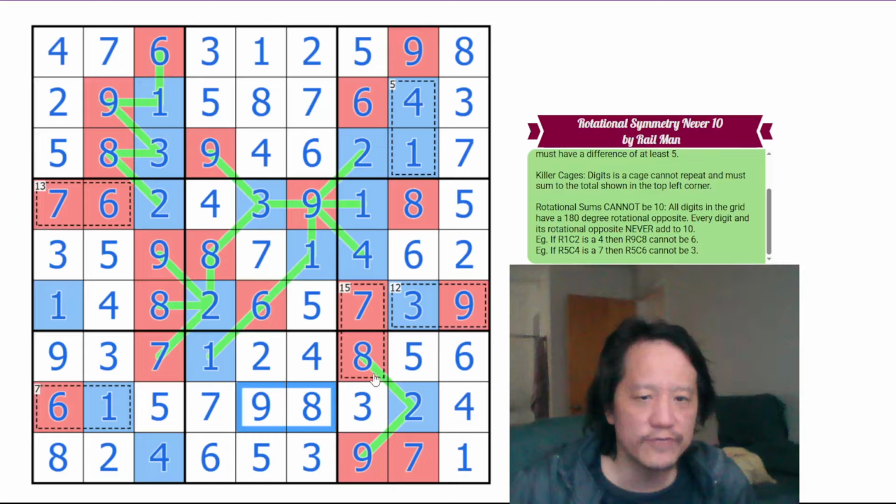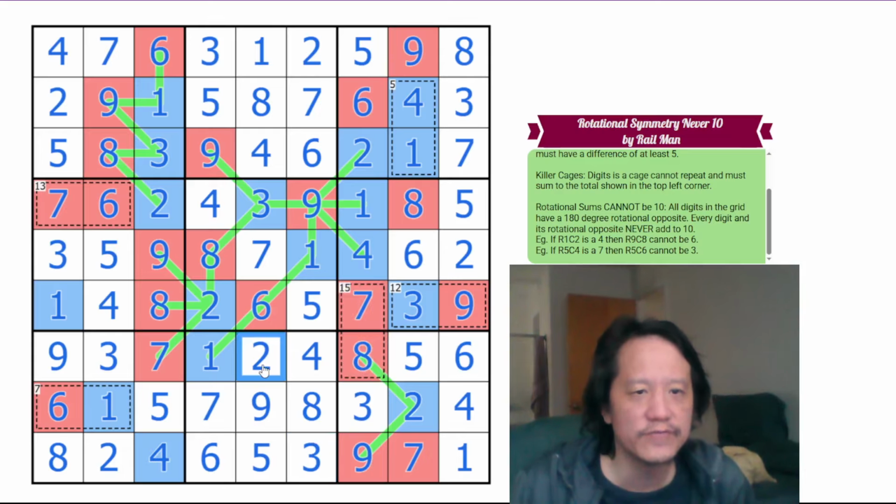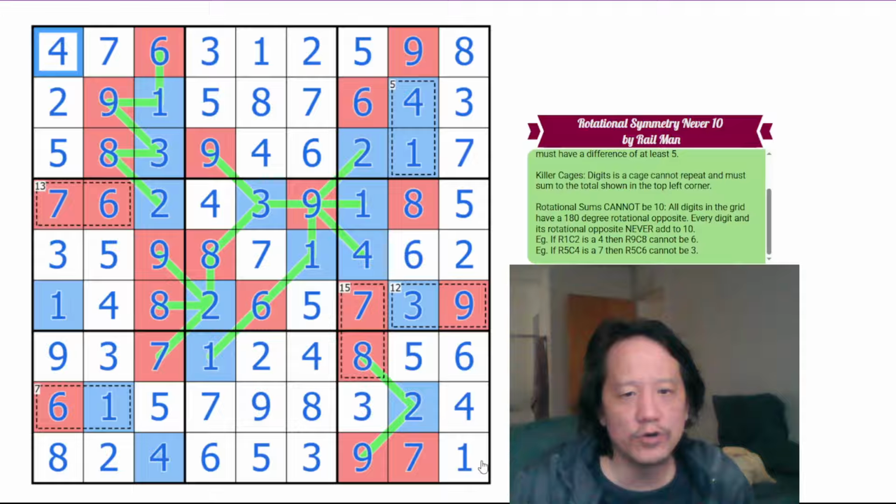1, 4 add up to 5. 3, 9 add up to 12. 6, 7 add up to 13. 1, 6 add up to 7. 7, 8 add up to 15. Again, 4 and 1 add up to 5. 7, 7 add up to 14. 6 and 9 add up to 15. 3 and 3 add up to 6. 1 and 5 don't add up to 10.